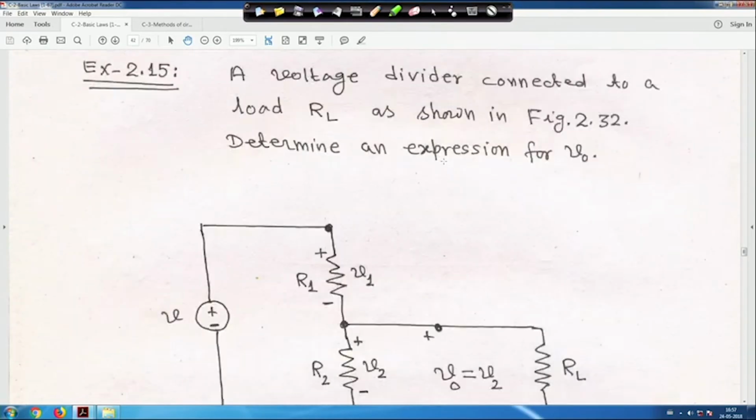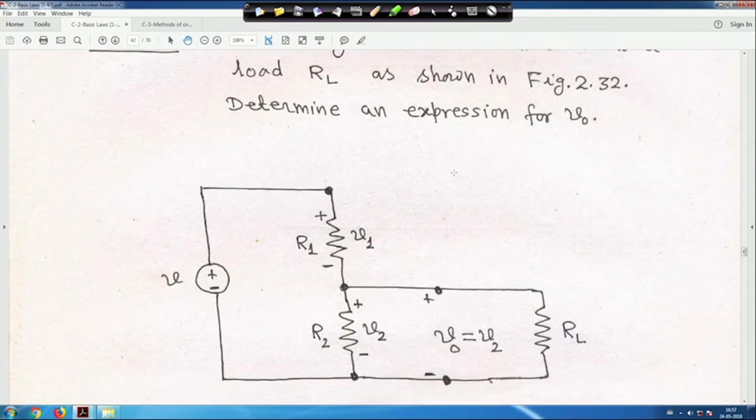So, now look at this problem. A voltage divider connected to a load RL as shown in figure 32, you have to obtain an expression for V0. Now, I am just explaining the circuit to you. The problem says that you have a voltage divider circuit, and across R2 a load is connected, whose resistance is RL.